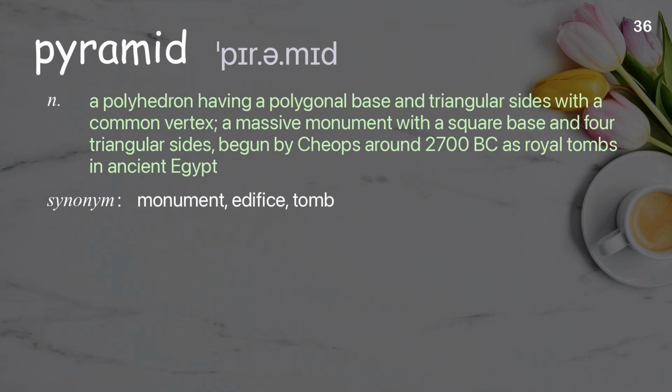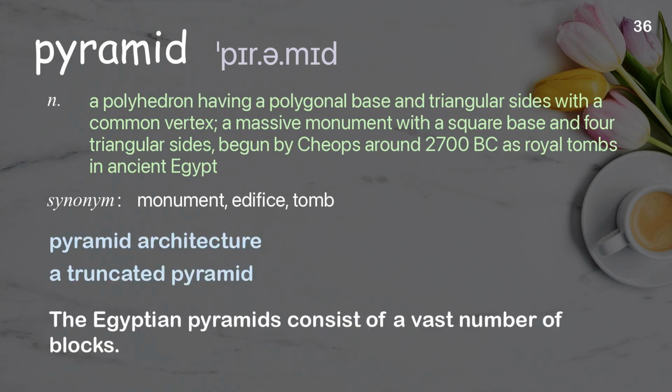Pyramid. A polyhedron having a polygonal base and triangular sides with a common vertex, a massive monument with a square base and four triangular sides, begun by Cheops around 2700 BC as royal tombs in ancient Egypt. Examples: Pyramid architecture. A truncated pyramid. The Egyptian pyramids consist of a vast number of blocks.